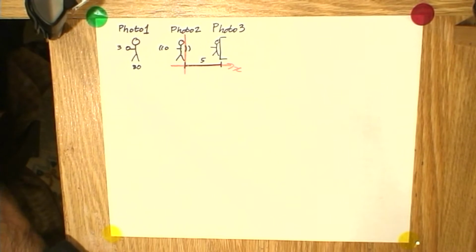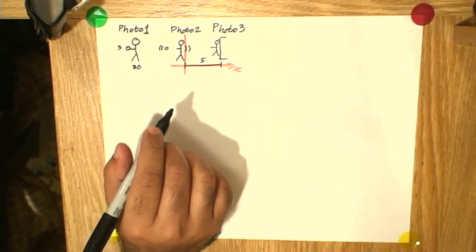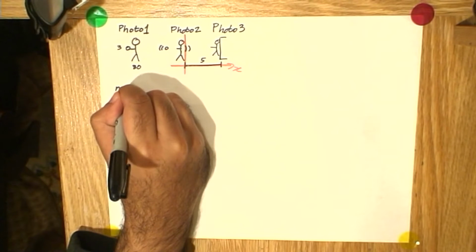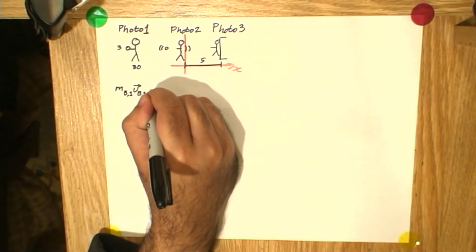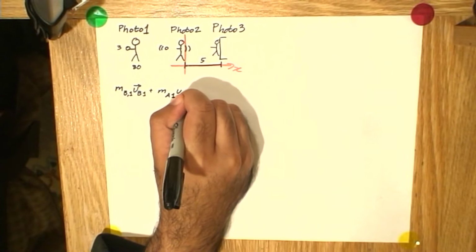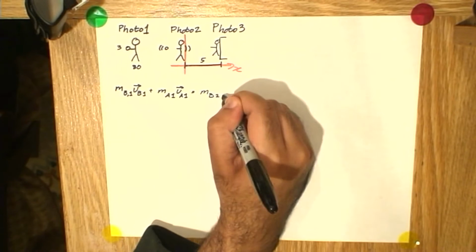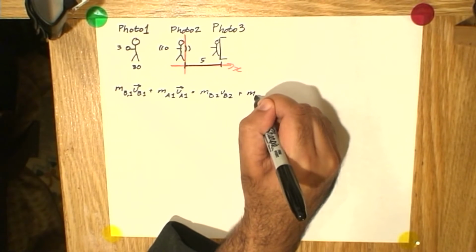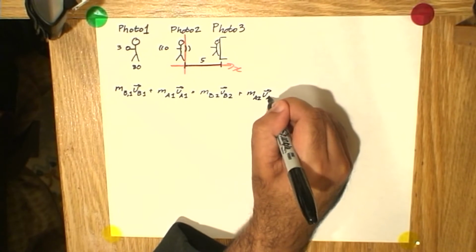Now, let's plug in all of the information that we know into conservation of momentum. The mass of the ball in photo 1 times the velocity of the ball in photo 1 plus mass of the astronaut in photo 1 times the velocity of the astronaut in photo 1 is equal to mass of the ball in photo 2 times velocity of the ball in photo 2 plus mass of the astronaut in photo 2 times velocity of the astronaut in photo 2.